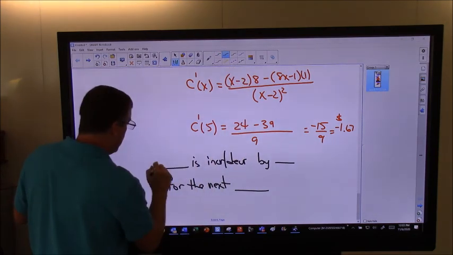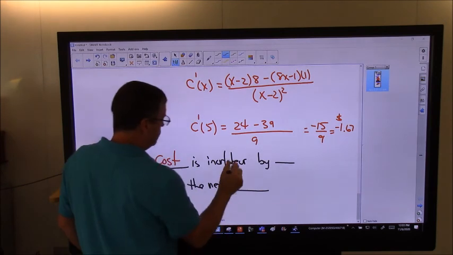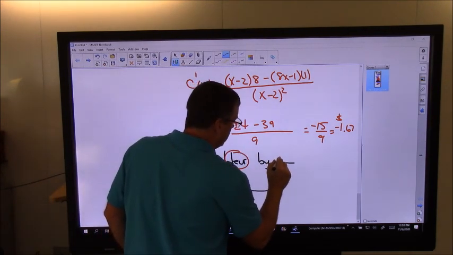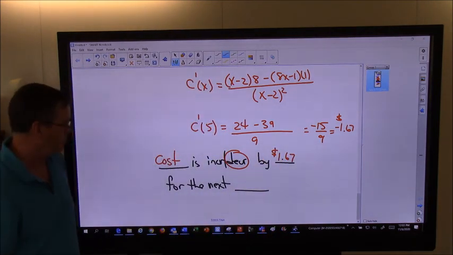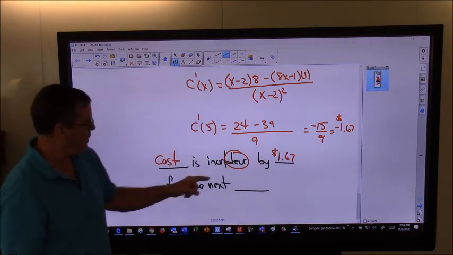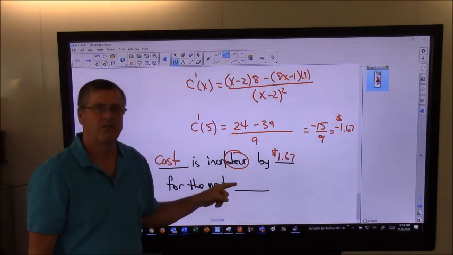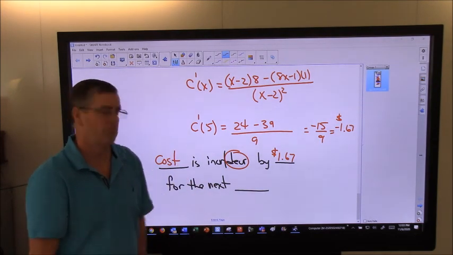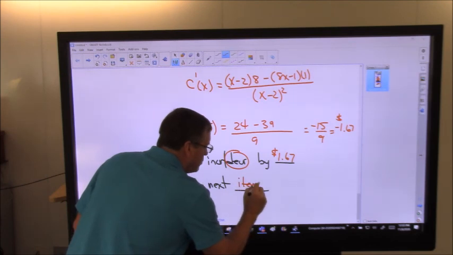So the cost is decreasing by $1.67. Include the dollar sign there, because we're talking money. For the next, now here's where I get in a little bit of trouble, because I don't know what X represents. Is it a unit of items? Is it a single item? I don't know. I'm just going to go ahead and write in items.